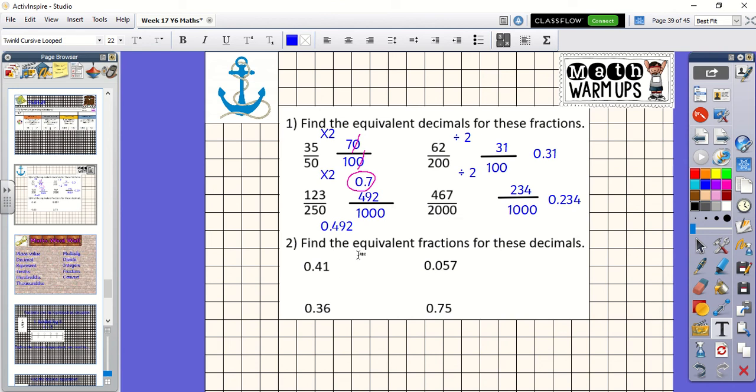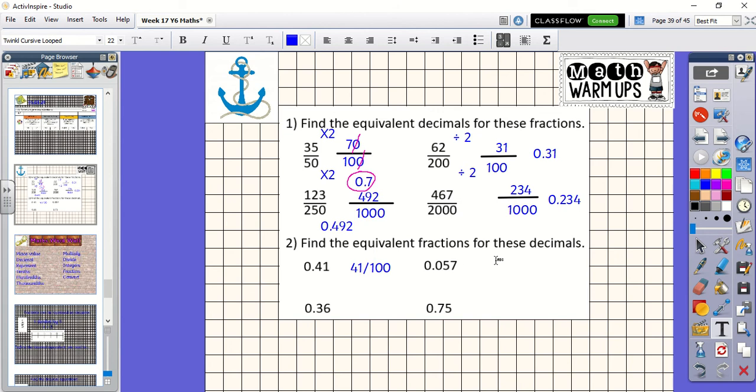Okay then, so here we've got find the equivalent fractions for these decimals. So 0.41, two numbers after the decimal point, so I know my denominator is going to be 100 and my numerator is going to be 41. There we go. Let's go to this one then.